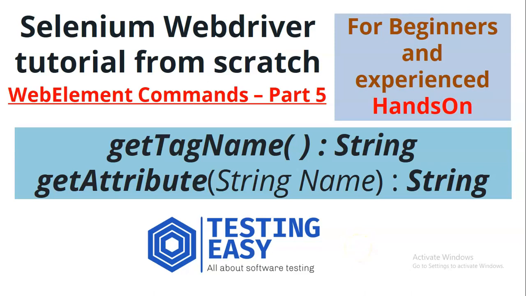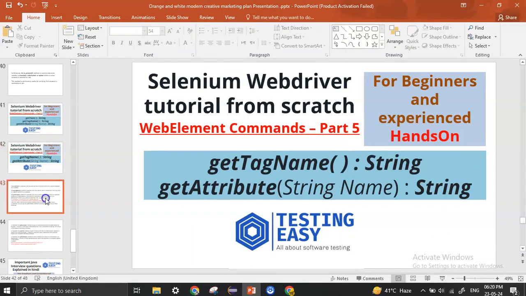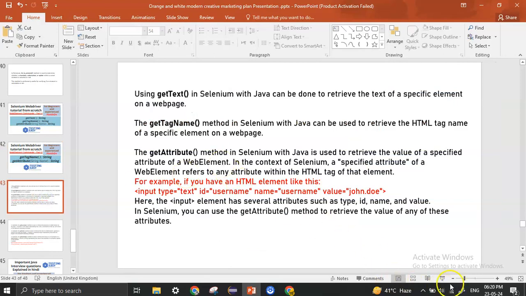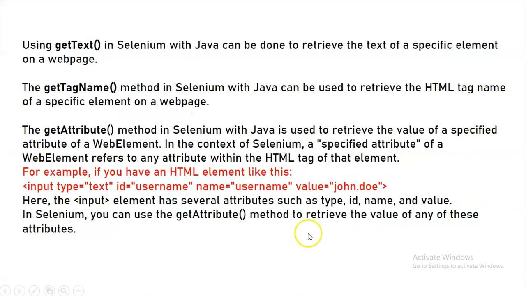So in the previous video, I had shown you the functionality of the getText method in Selenium. In this video, I'll be showing you the usage of getTagName, which is of a string type, and getAttribute, which is again of a string type in Selenium. So I'll be showing you how to use these commands. First of all, let's see the definition, then I'll show you the practical example.